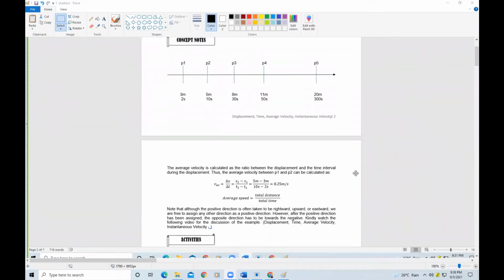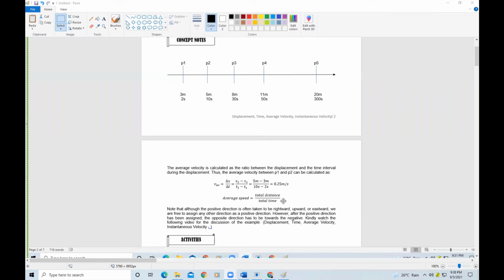So we have here an example of calculating the average velocity between P1 and P2. Before we proceed, let us read this one first. The average velocity is calculated as the ratio between the displacement and the time interval during the displacement. Thus, the average velocity between P1 and P2 can be calculated as the velocity, AV, equals delta x over delta t, equals x sub 2 minus x sub 1 over t2 minus t1.